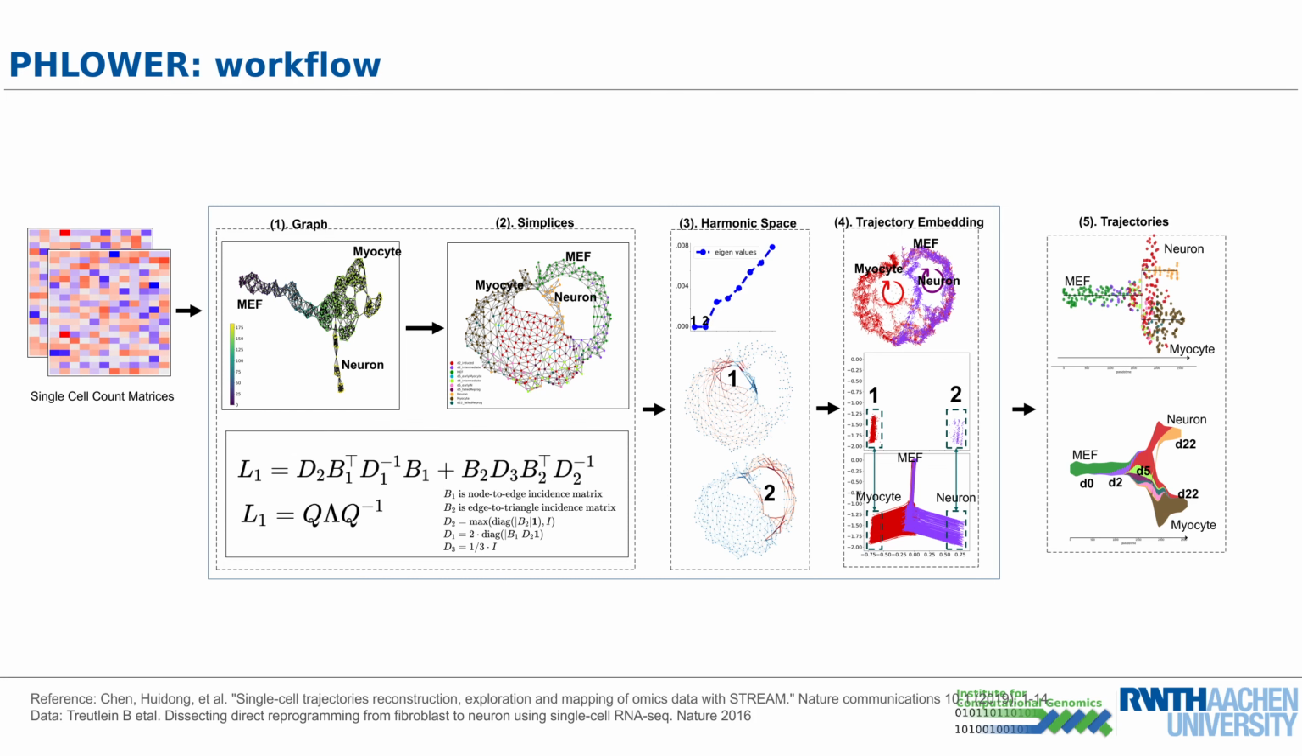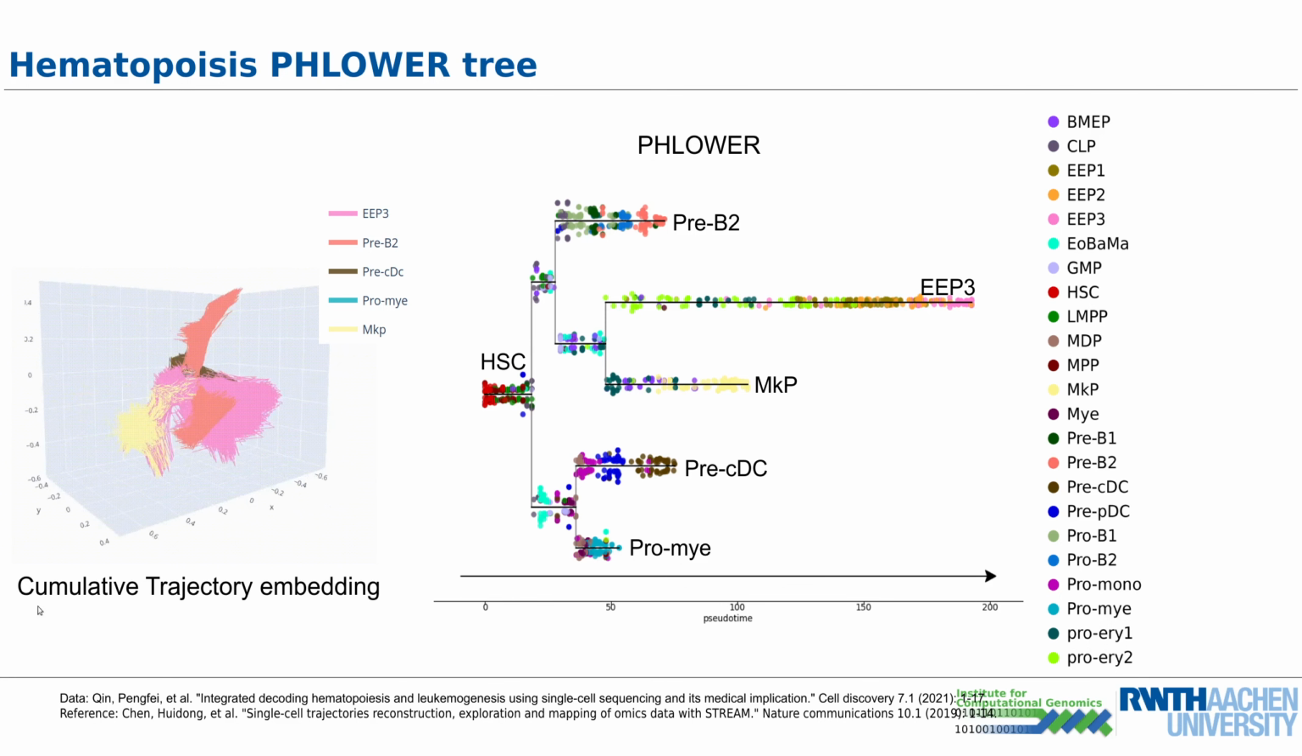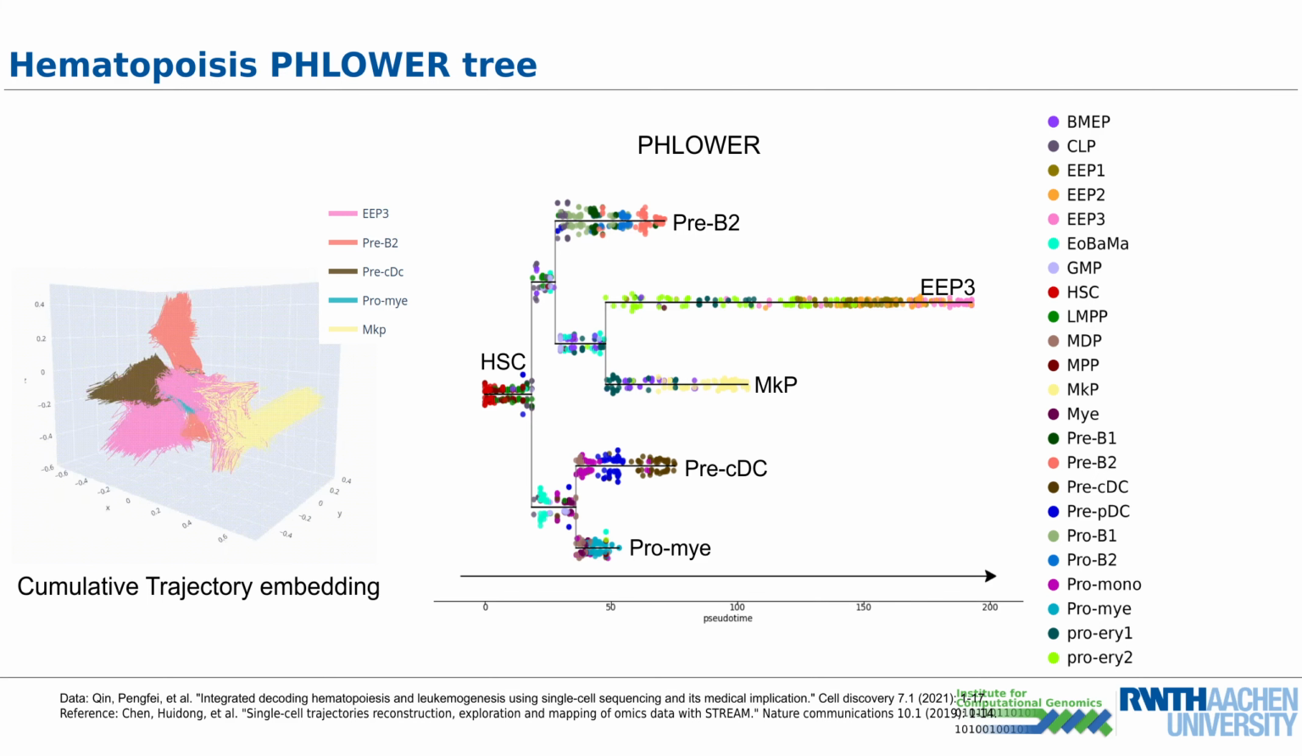When we encounter a more complex data set, for example, here we have a metal policy data set. As we can see, we use cumulative trajectory embedding to account for the branching points. Eventually, we create a really beautiful tree.